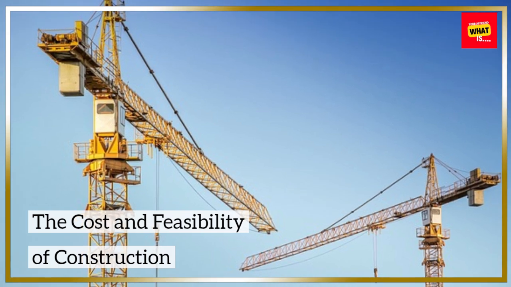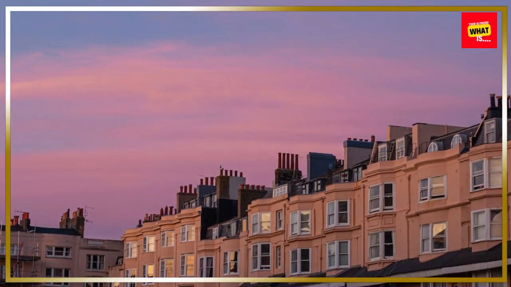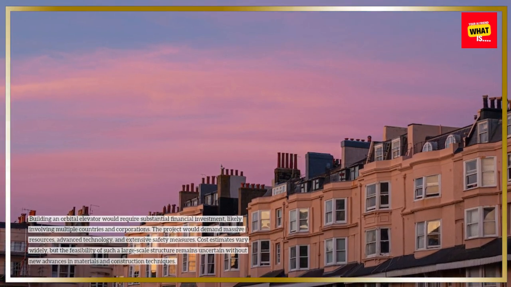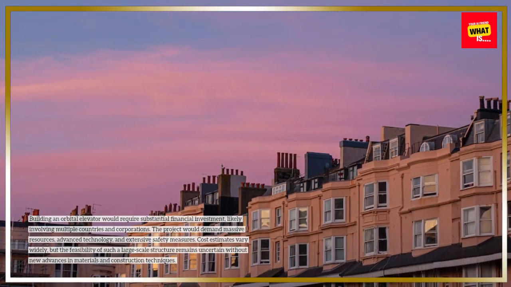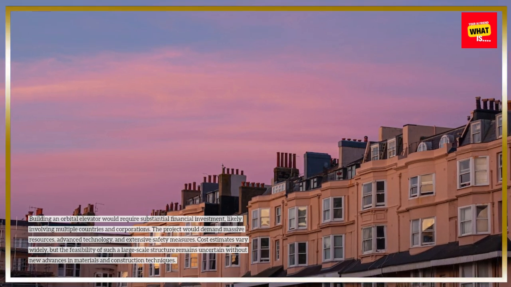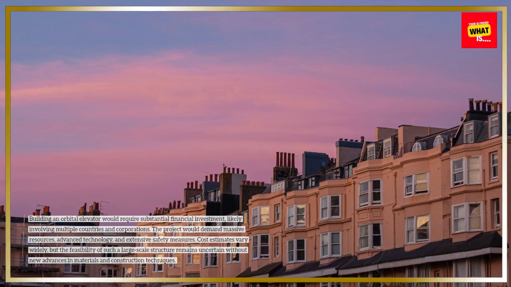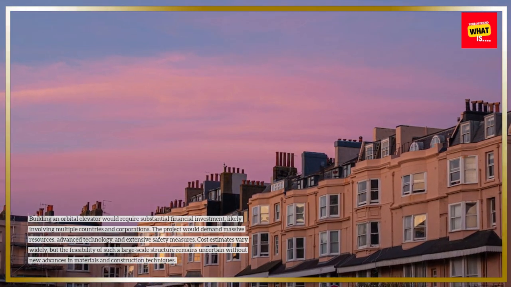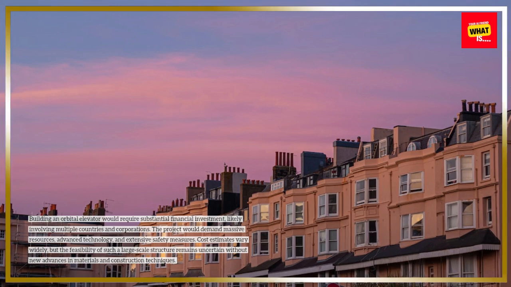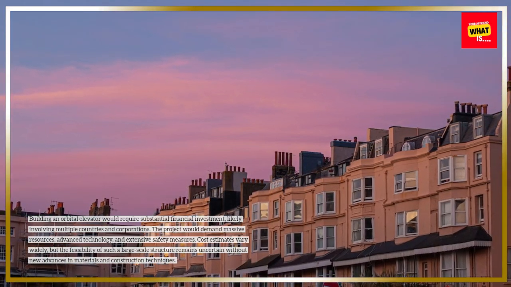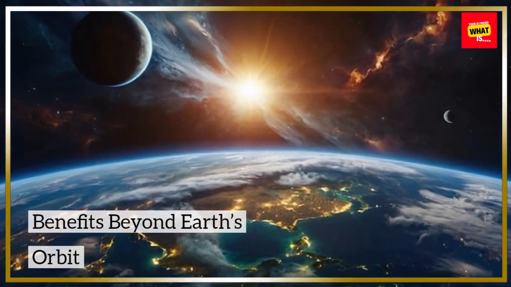The cost and feasibility of construction. Building an orbital elevator would require substantial financial investment, likely involving multiple countries and corporations. The project would demand massive resources, advanced technology, and extensive safety measures. Cost estimates vary widely, but the feasibility of such a large-scale structure remains uncertain without new advances in materials and construction techniques.